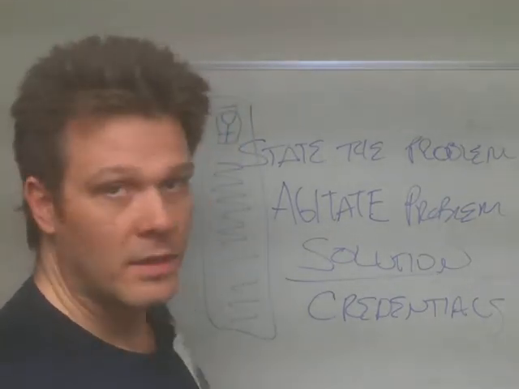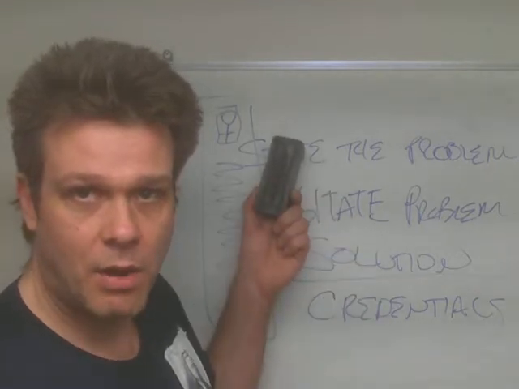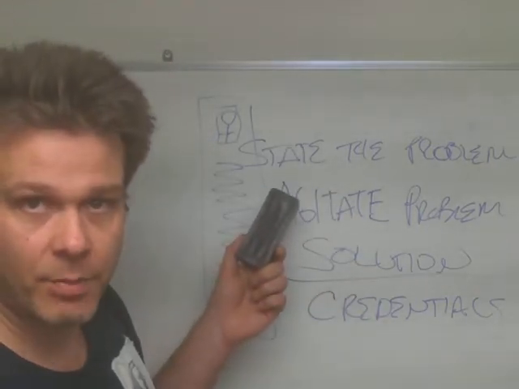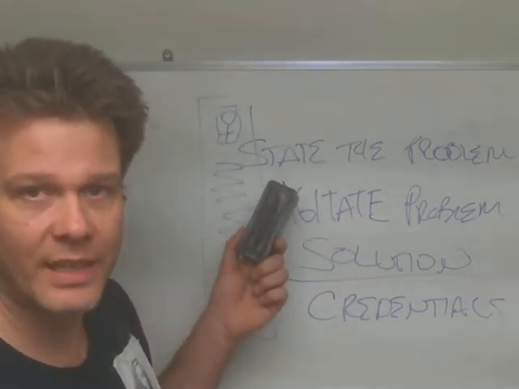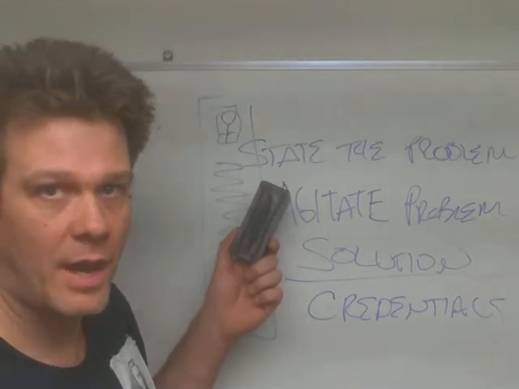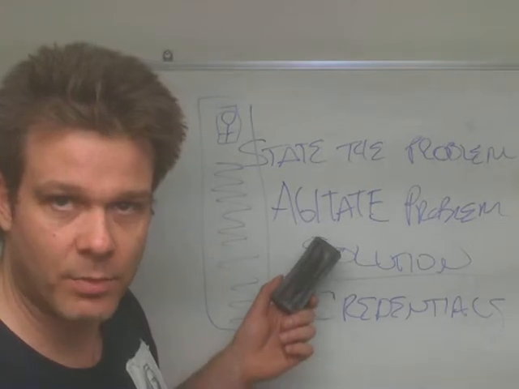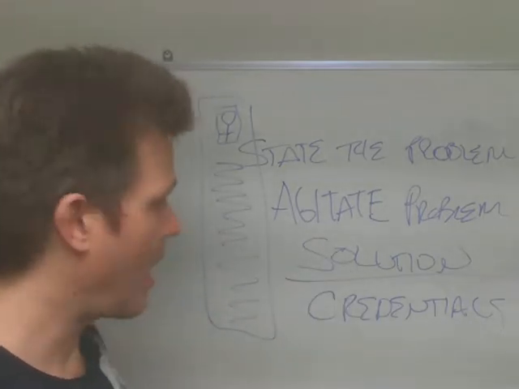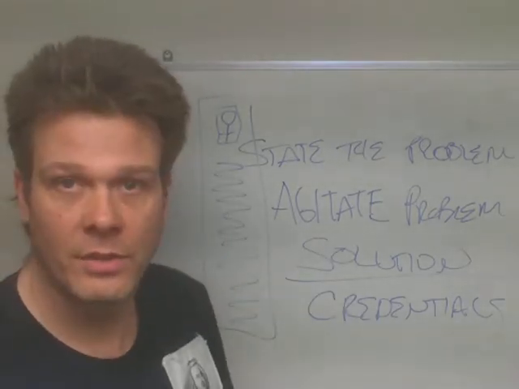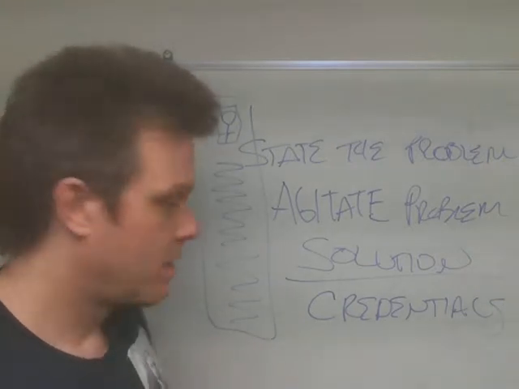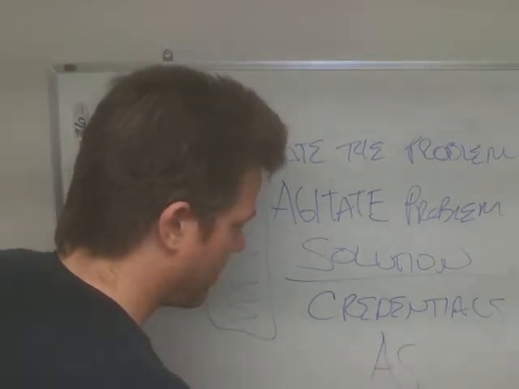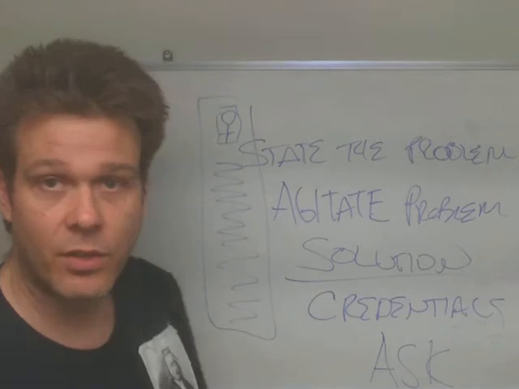So this is it. This is called a white paper. State the problem, agitate the problem. That means get in there, make it as worse as it can get. Just nightmare. Then you want to propose your solution. That's using the contrast principle, which is in another video. And then your credentials after that. Who are you? And then ask or tell them what to do next.